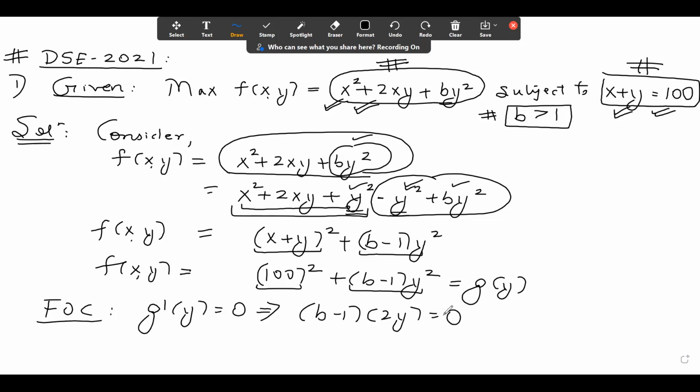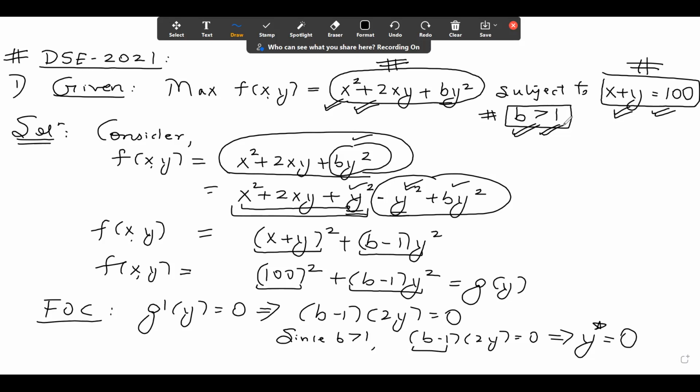Now what else are we given? We are given that b should be strictly greater than 1. So since b is strictly greater than 1, b minus 1 into 2y equal to 0 implies y must be equal to 0. b cannot be equal to 1 because we are given that b is strictly greater than 1. That means for the whole term to be equal to 0, y should be equal to 0. So this is my answer, y star is 0.